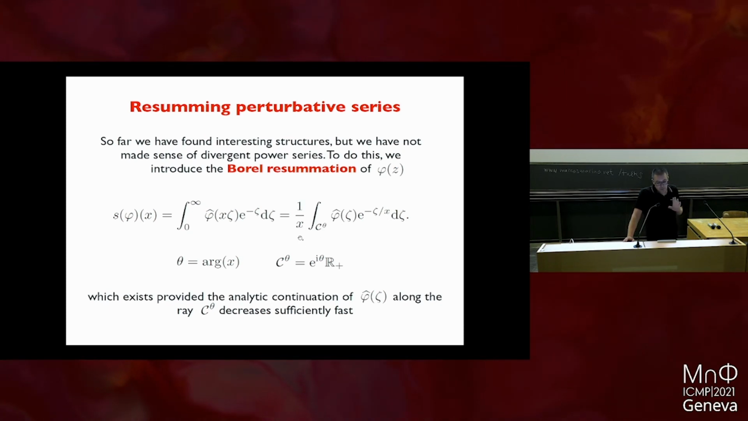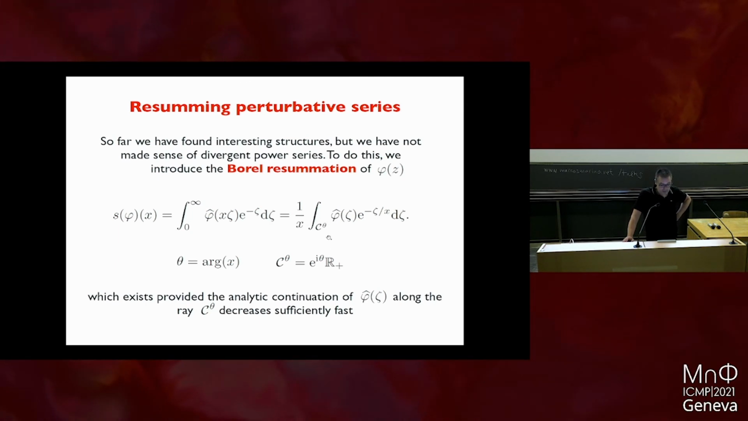Now, this is a definition, but of course, this integral will not always exist. In order for this integral to exist, you have to make sure that the analytic continuation of this Borel transform decreases sufficiently fast around this ray in the complex plane.